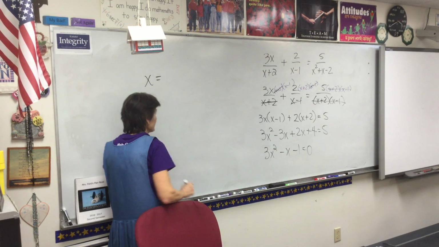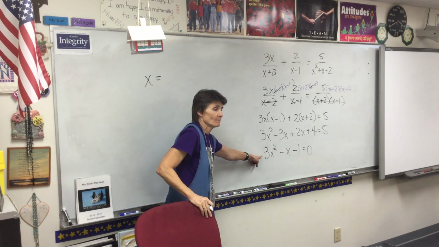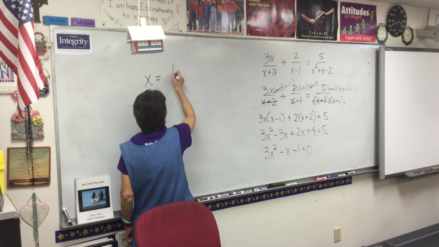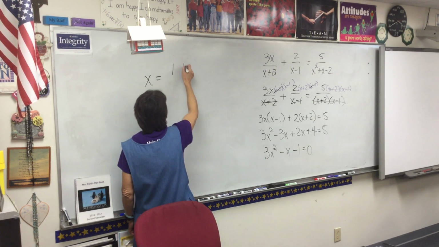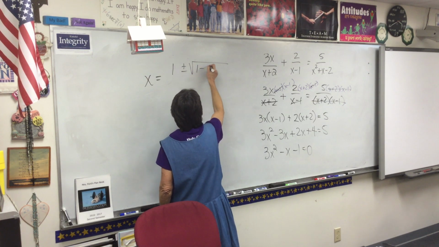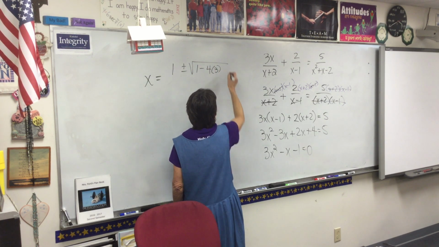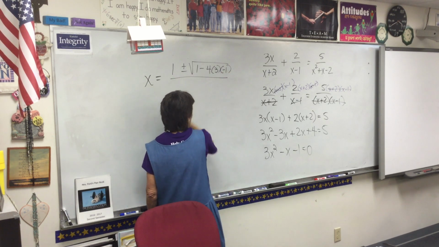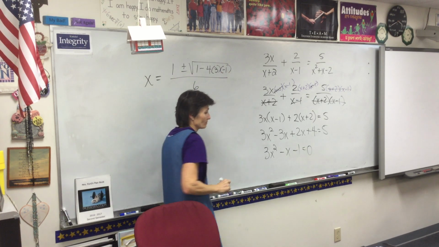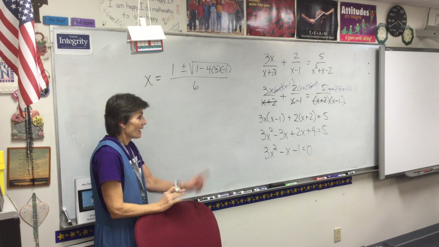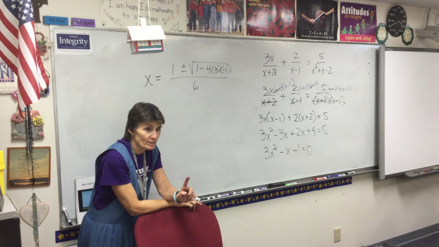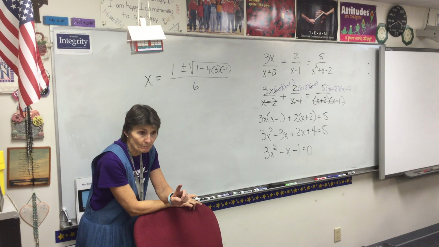So x equals, here's my equation, negative b plus or minus the square root of b squared minus 4ac all over 2a. 1 plus or minus. Look at that, and make sure you understand where all those numbers came from.